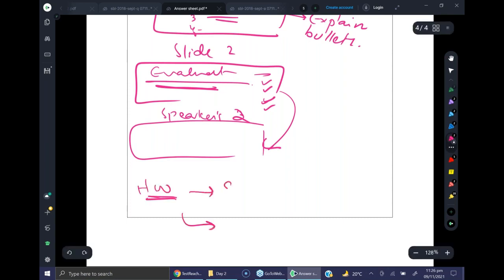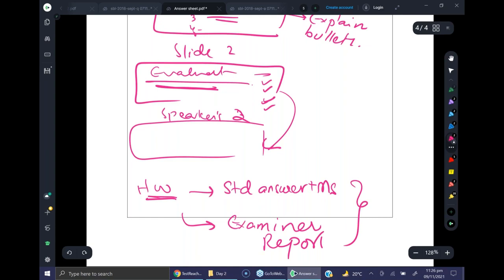Two things. Standard answers of this case study with marking scheme and examiner reports in detail with full concentration. It will take you an hour or so, not more than that. So come prepared and let's see if we are doing better in the next case study. And yes, Talha, that's the plan.